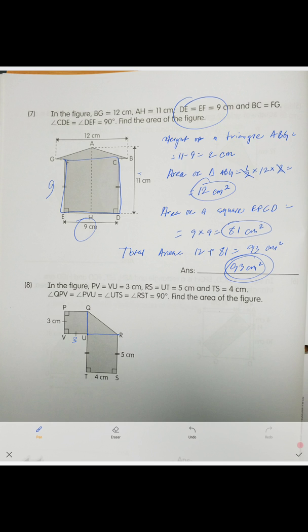So let's go step by step. U, V, P, Q. This square VUQP is equal to 3 times 3, which is 9 square centimeters. Next, let's calculate this rectangle, TURS, is equal to what? We have one side and another side, so 5 times 4, and 20 square centimeters. So we just calculated these two.